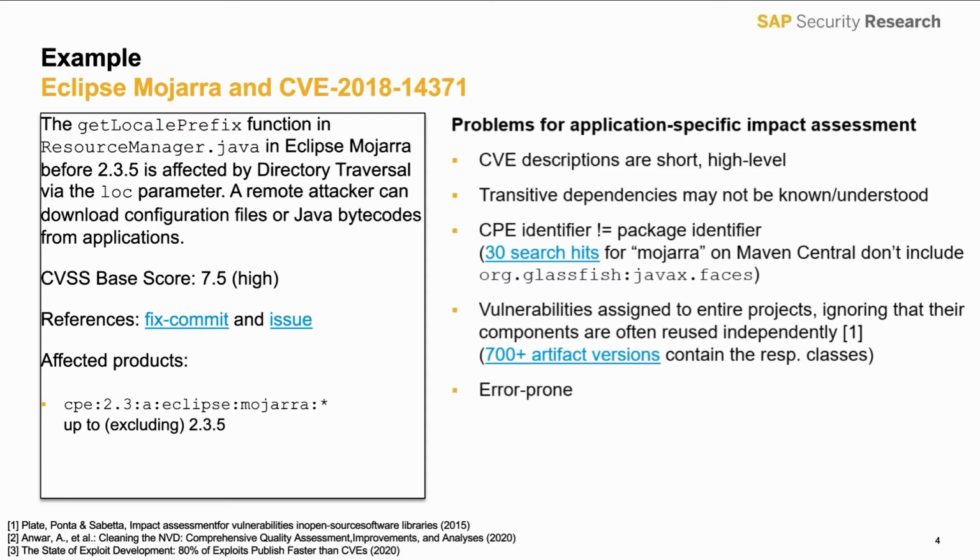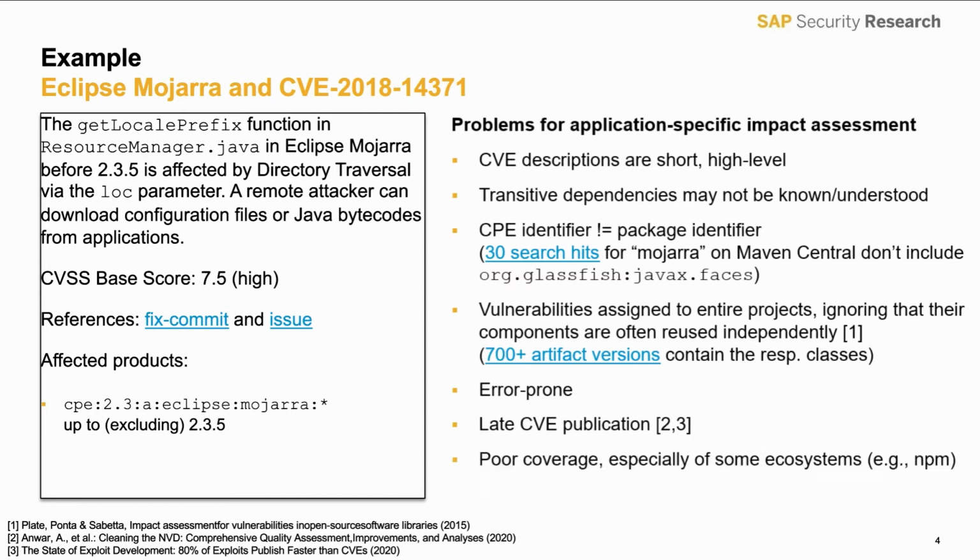Because CVEs are created and maintained manually, they tend to be error prone and also lag behind the actual data when vulnerabilities are discovered and fixed. The coverage of the MVD is also not very good, especially for certain ecosystems. I mentioned that CVEs can contain errors, and in fact, with Eclipse Steady, we found an error exactly in this CVE, where we detected that the actual version should be 237, not 235.